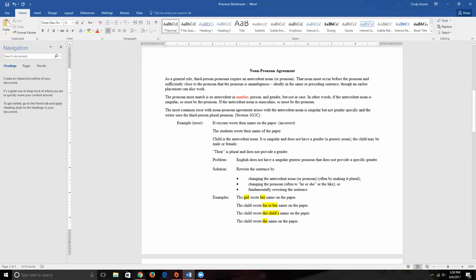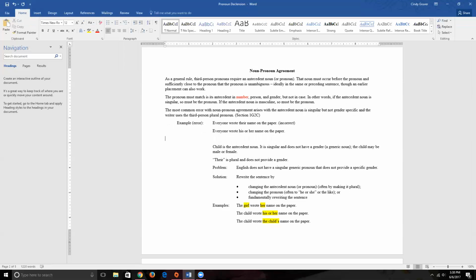So we're going to go back to everyone again. We're going to keep everyone. Everyone wrote, and now we're going to say his or her name on the paper. Again, this is kind of the default setting because we know this is singular third person, including males and females. This is kind of the only choice we have if we're going to want to use definite pronouns.